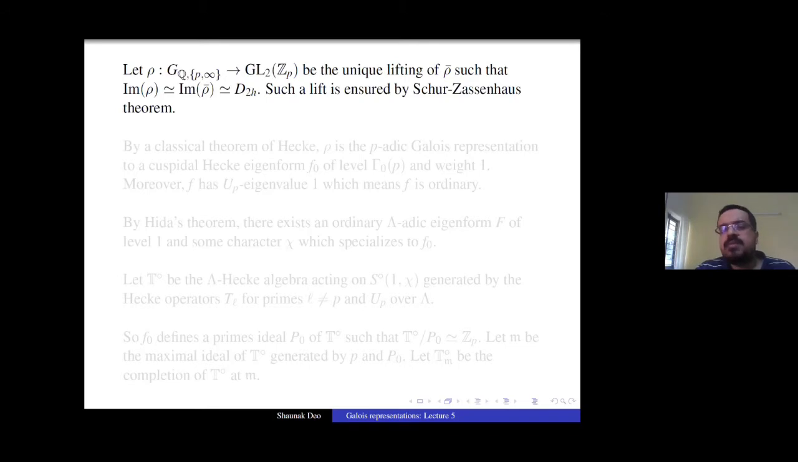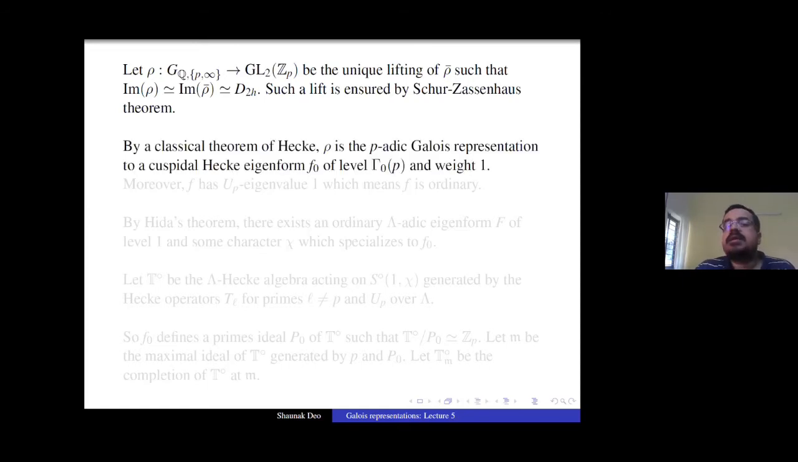I forget the proof, but it's a classical theorem. So there is always this unique lifting. It can be thought of as like the Teichmüller lift of a character. This is similar to that, but in 2 dimensions. And it only happens because P is not dividing the image of rho bar. Otherwise, this won't happen. So there is this lift, and it is giving us a representation with finite image.